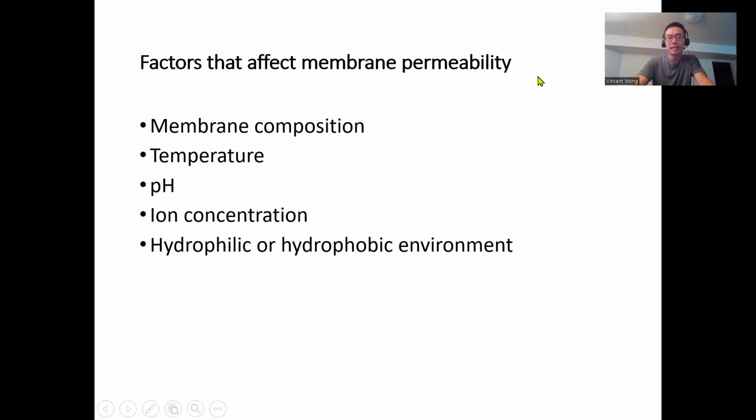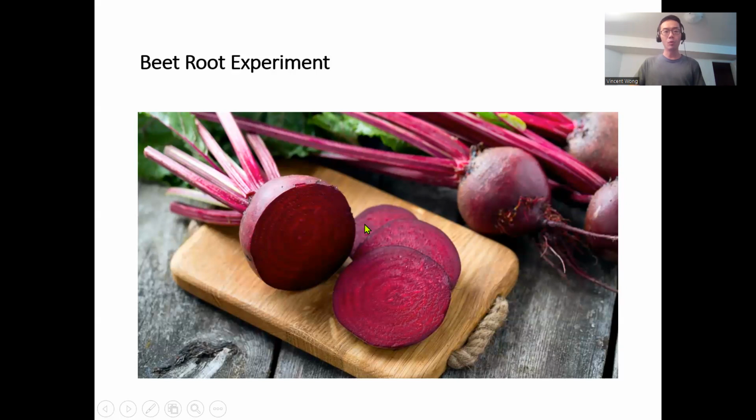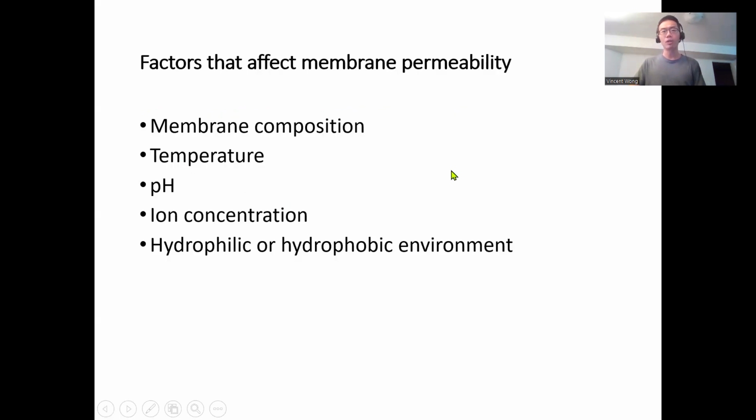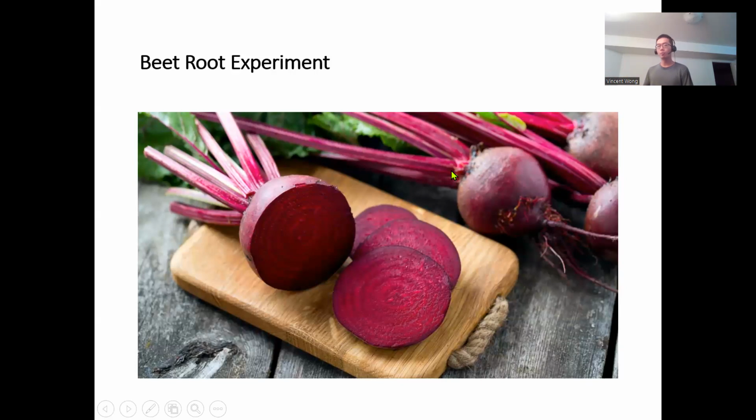So the permeability of the cell membrane is affected by various things. We already discussed this earlier, right? The membrane composition. If you change the amount of saturated fat, if you change the amount of cholesterol, that's going to affect the fluidity. Right? If you have more cholesterol, it will become more fluid and therefore it will become more leaky, right? Things like temperature, pH, ionic concentration, and the kind of environment that it's in will also affect the permeability. And for the Beetroot lab, you will be specifically looking at how temperature is going to be affecting the permeability.